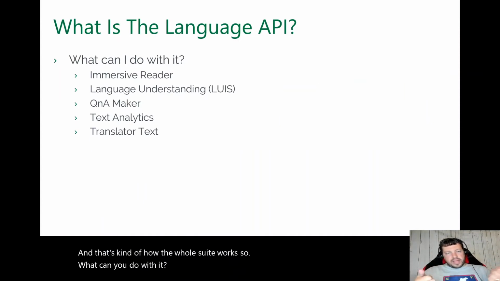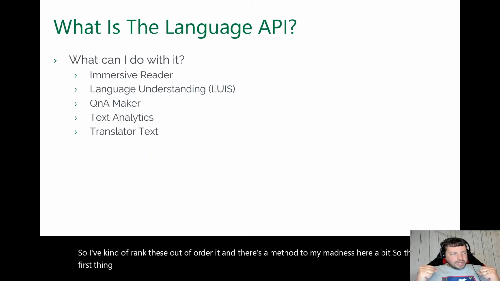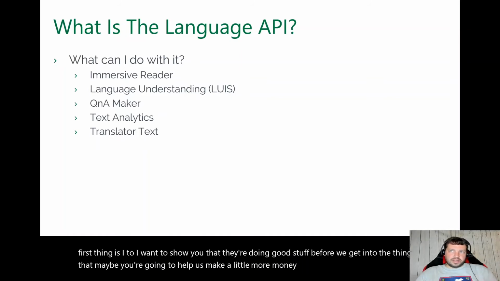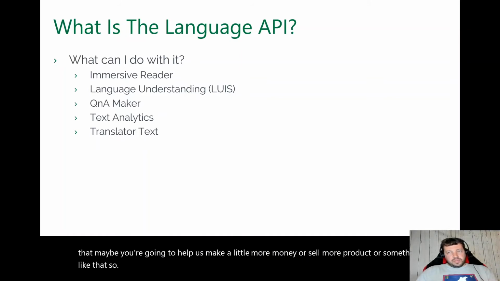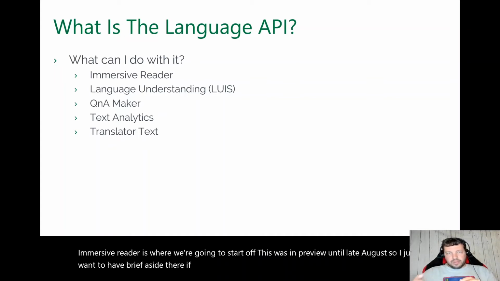So I've ranked these out of order, and there's a method to my madness here. The first thing is I want to show you that they're doing good stuff before we get into the things that maybe are going to help us make a little more money or sell a little more product or something like that. So Immersive Reader is where we're going to start off. This was in preview until late August. So I just want to have a brief aside there. If you encounter things within Cognitive Services that are in preview, don't let that scare you off.